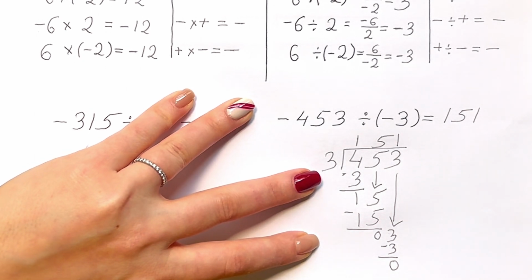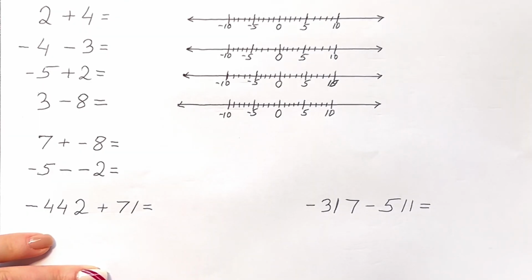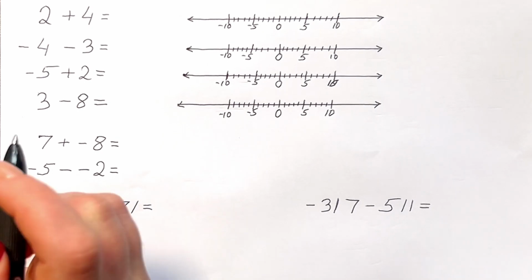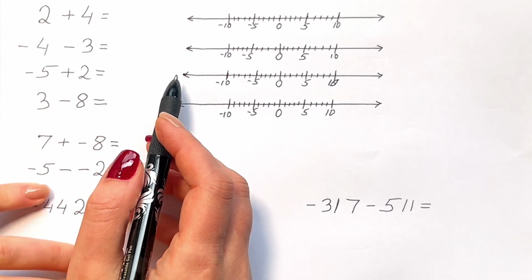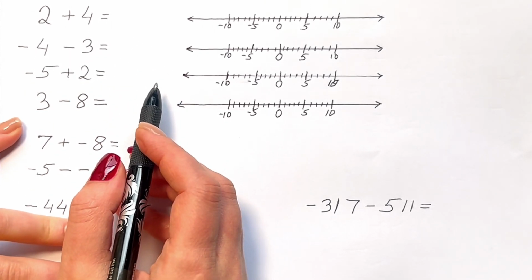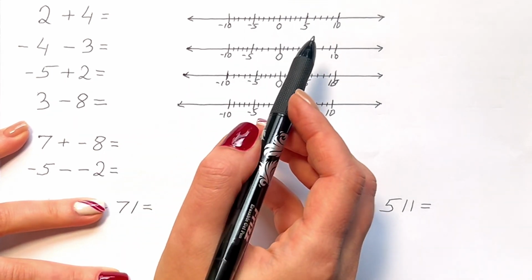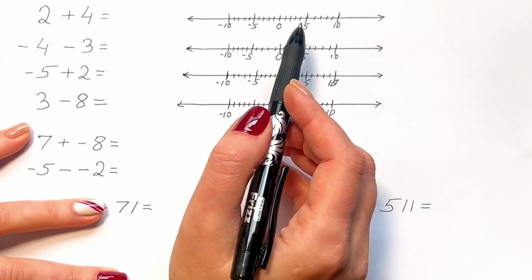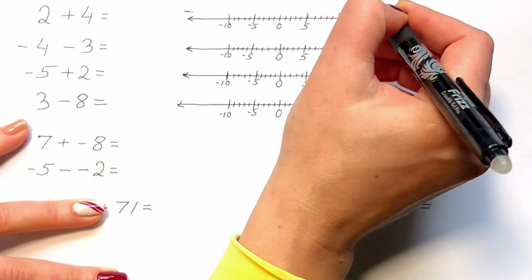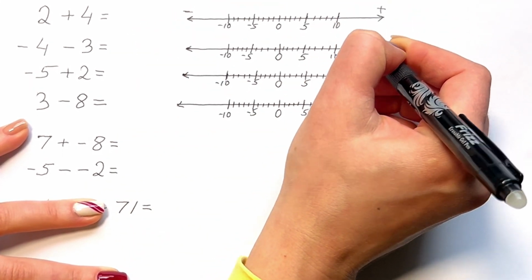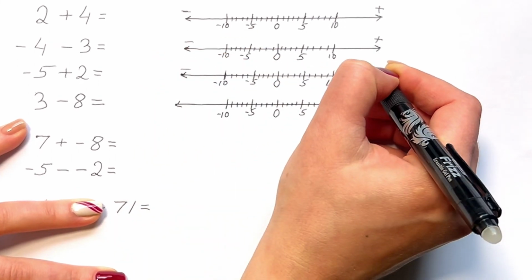151. Now let's talk about addition and subtraction with negative numbers. Okay, if we have two positive numbers, you already know, you're just going to combine them and the answer will be positive. Let's look at the number line. Okay, this is the negative side, this is the positive side.